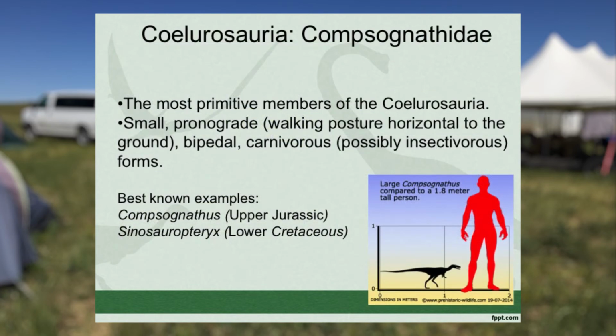All right, first we're going to look at the Compsognathus group. That was also famous in Jurassic Park, the little ones that jumped all over several people throughout the movies. They were considered the most primitive members. Once again, when you see that term primitive, it usually means they were just found further down. Small animals, pronagrade, so they had a horizontal walking posture, kind of like the raptors. Bipedal and carnivorous, they were so small, and you look at their teeth, they were really small. They may have been insectivores, just a guess. Best known examples would be Compsognathus and Sinosauropteryx.